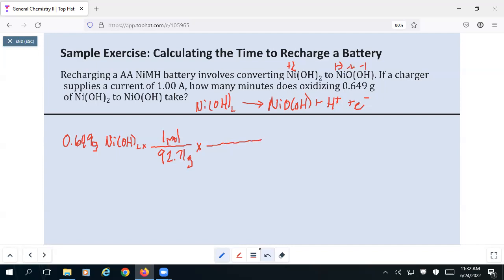Now we can go to the balanced equation. 1 mole of the nickel hydroxide is going to yield 1 mole of electrons. Every mole of electrons is going to require 96,485 coulombs of charge. And we've got a current of 1 amp. So that means 1 coulomb is going to be generated every second.